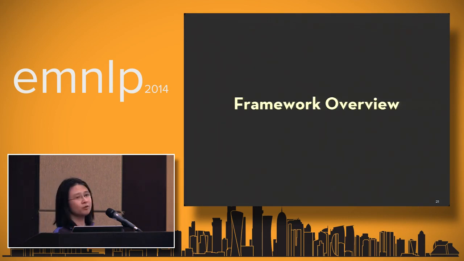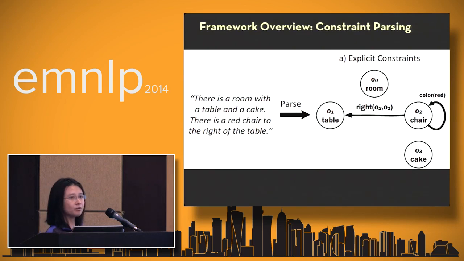I will start with a brief overview of the framework and some of the representation that we will be using. Given a sentence like there is a room with a table and a cake, there's a red chair to the right of the table, we want to first generate what I call a scene template, which is basically a graph where the nodes indicate the objects and the edges indicate the relationships between the objects. And these are basically just the objects that have been stated in the description.